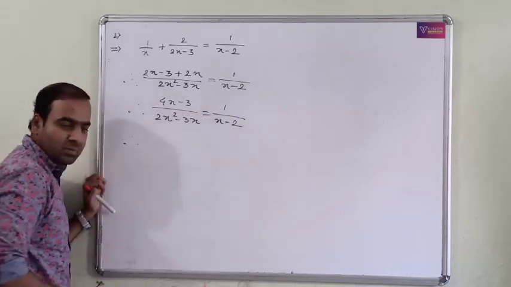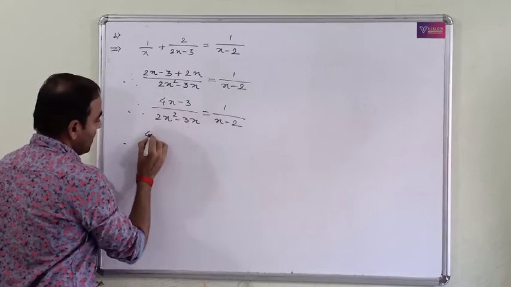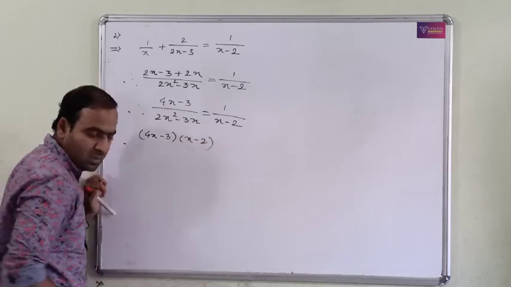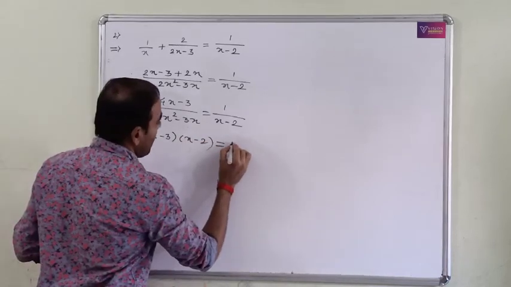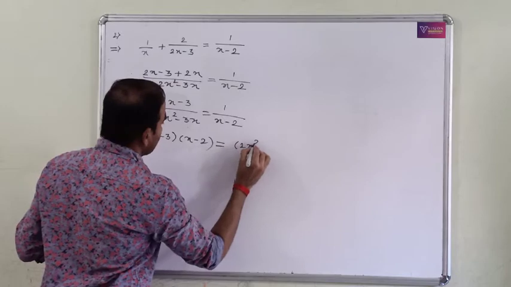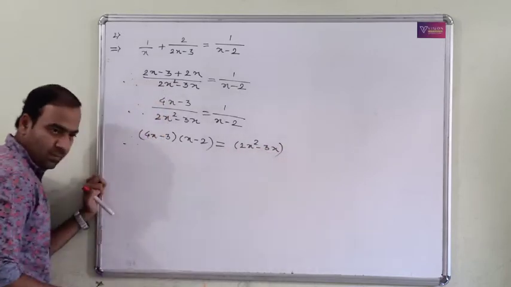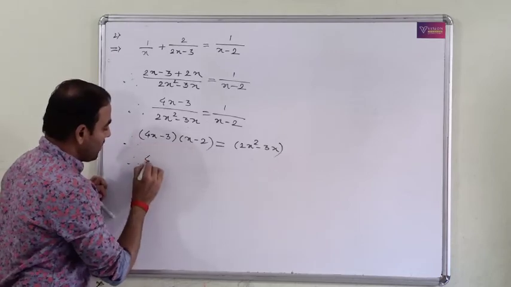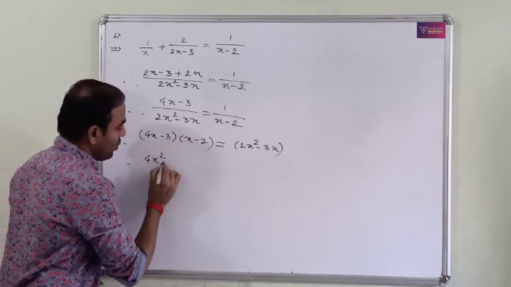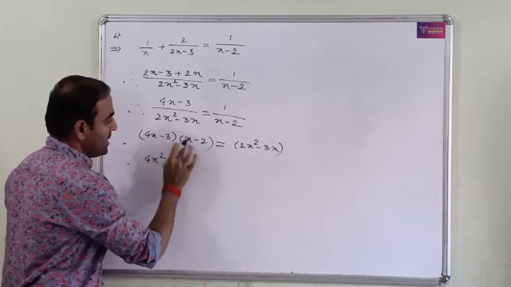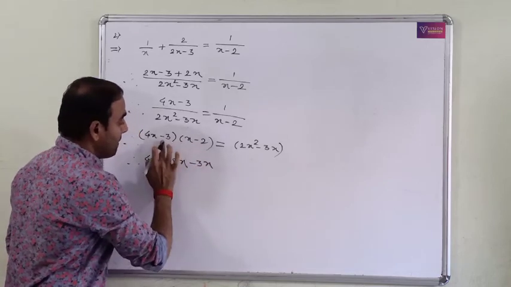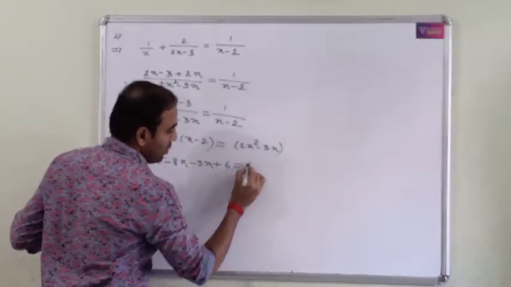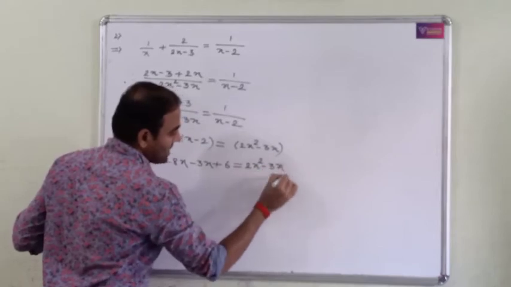If you multiply by cross multiplication, 4x into x is 4x square, or you can also write 4x minus 3 into x minus 2 is equal to 1 into 2x square minus 3x as it is. Now we will solve this. I was skipping a step. 4x into x is 4x square, 4x into 2 is minus 8x, minus 3 into x is minus 3x, minus into minus plus, 3 2s are 6, equals 2x square minus 3x.